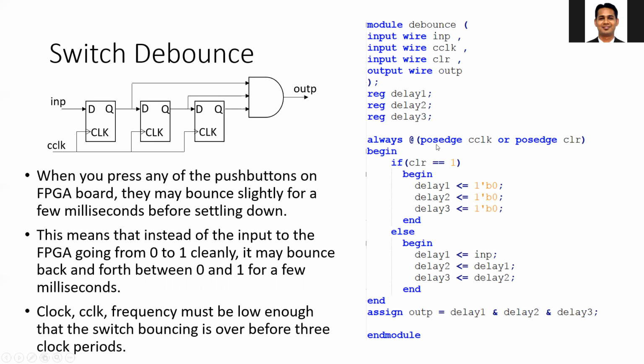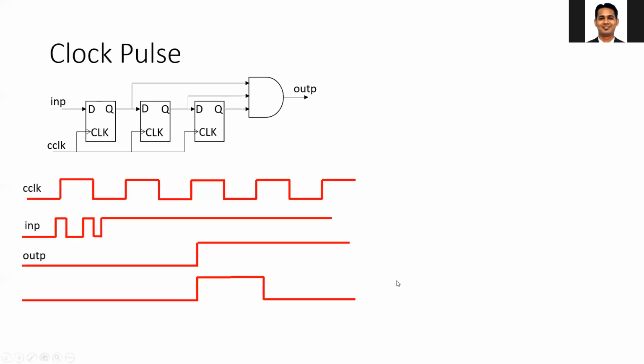So you can see that this is my flip-flop logic, three flip-flops, and this is my combinational circuit logic, which is the AND. Now you can see that this is the output P, which I got by using the circuit which I discussed, using the Verilog code which we discussed in the previous slide.